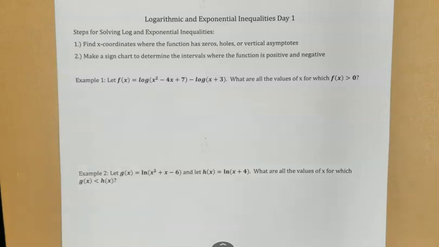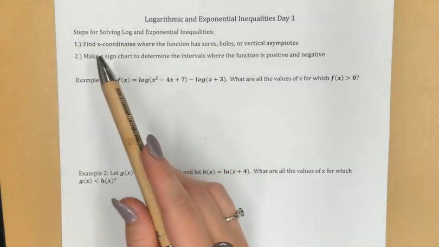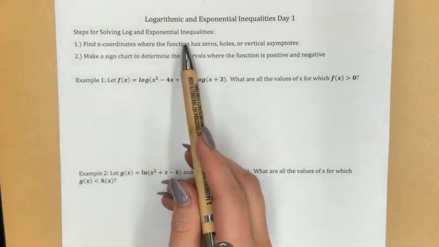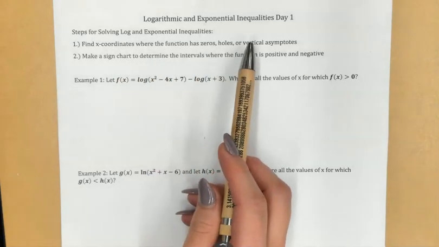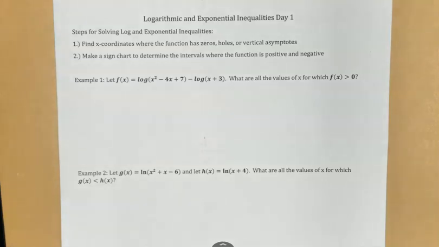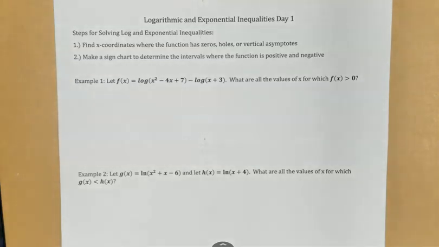So just a quick overview, our steps for these inequalities are to find the x-coordinates where the function has zeros, holes, or vertical asymptotes. These are what are going to become our critical points. And we're going to use those critical points to make a sign chart to determine the intervals where our function is positive or negative, depending on what the particular question is asking.